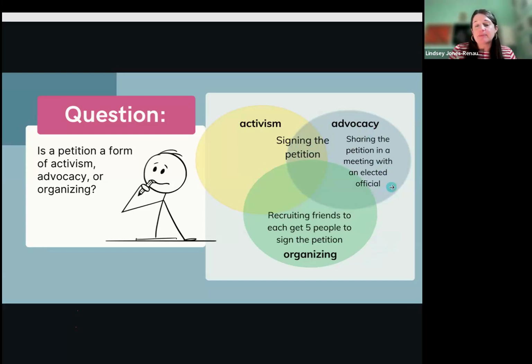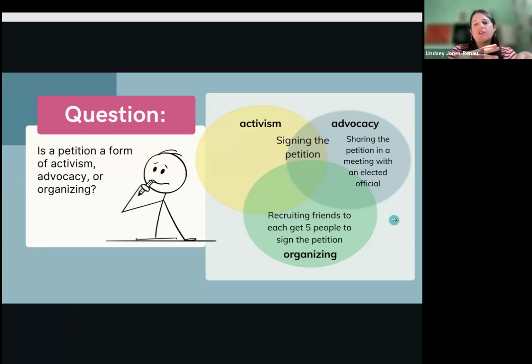But the act of sharing the petition in a meeting with an elected official is a great example of advocacy. You get all these people to sign the petition and then you schedule a meeting, but what happens next? What are you going to do with that petition? You schedule a meeting, assuming you have access to the official, and you say, look, we have 10,000 people who signed this petition saying this is what they want. You need to listen to them. That is definitely when it becomes advocacy. And organizing is when you have a system in place where you get more people to sign a petition, and they get more people to sign, and that's a way of organizing people to collectively take action.